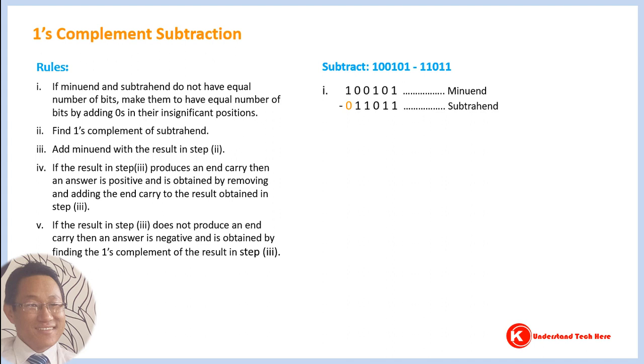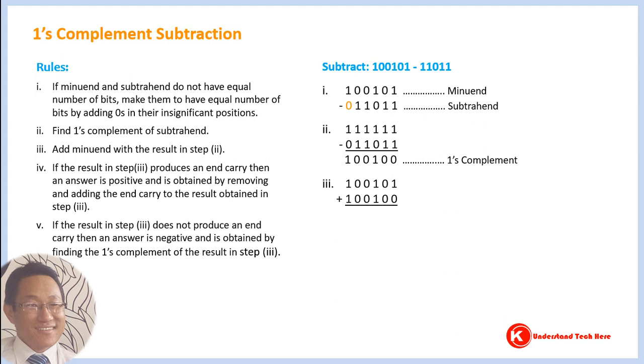1's complement of any number is obtained by subtracting it from an equal number of 1's. Thus, the 1's complement of the subtrahend can be found by doing this. On subtracting, we get this. By definition, this is the 1's complement. Now let's apply rule 3. According to rule 3, we need to add the minuend with the result in step 2. This means we need to do this. On adding, we get this.